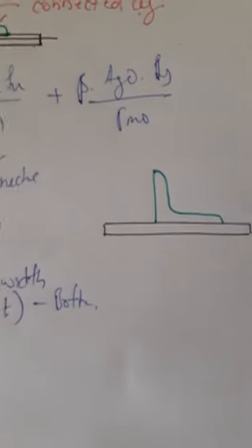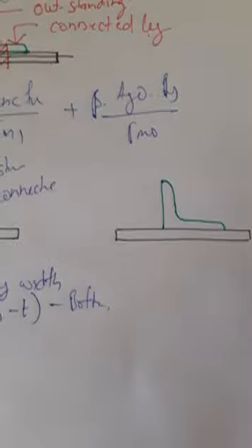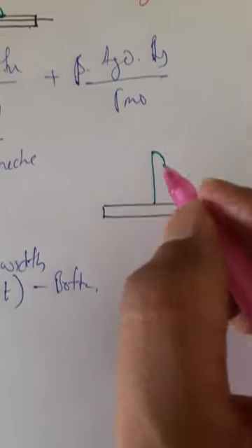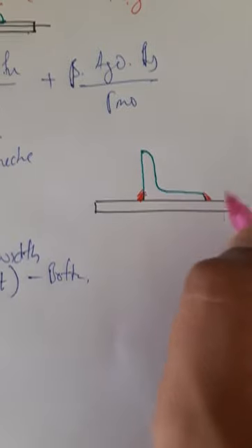Now let us consider the second case, a welded connection. An angle which is welded to the base plate. Let this be the welded portion. I am providing a weld here.